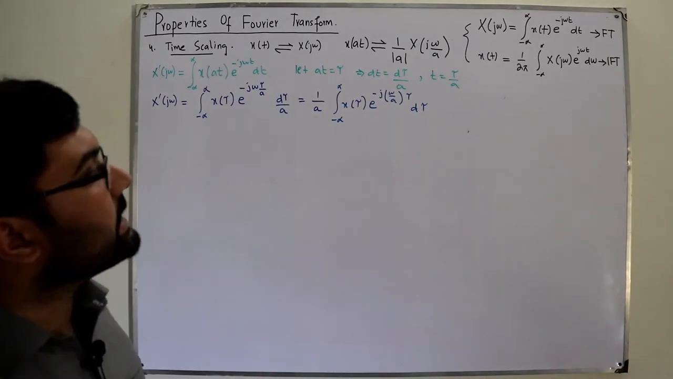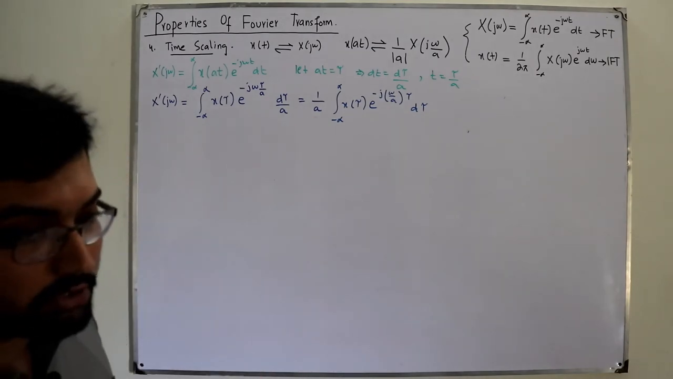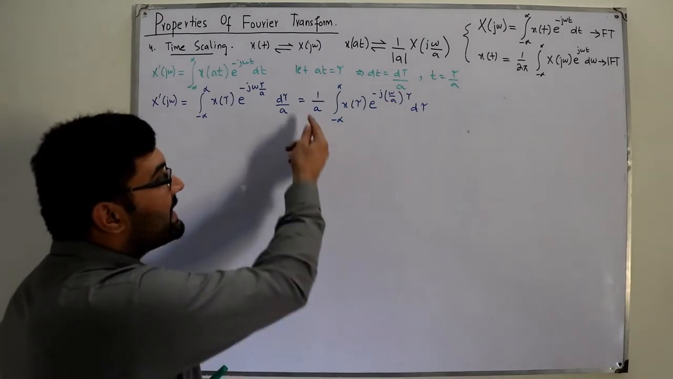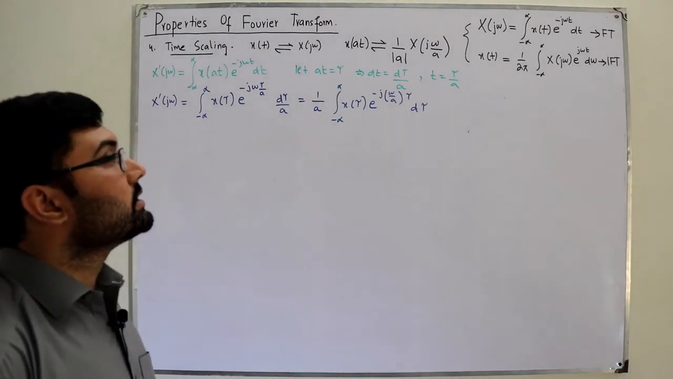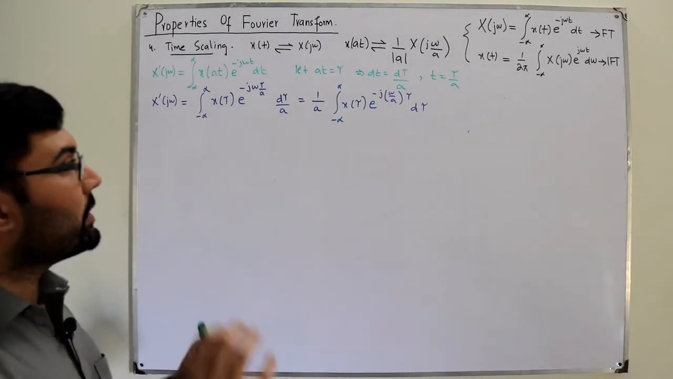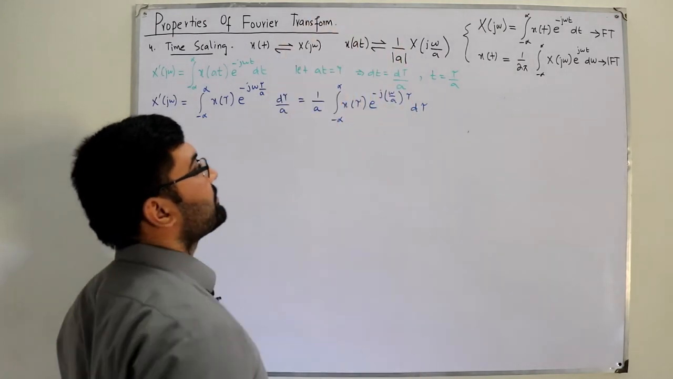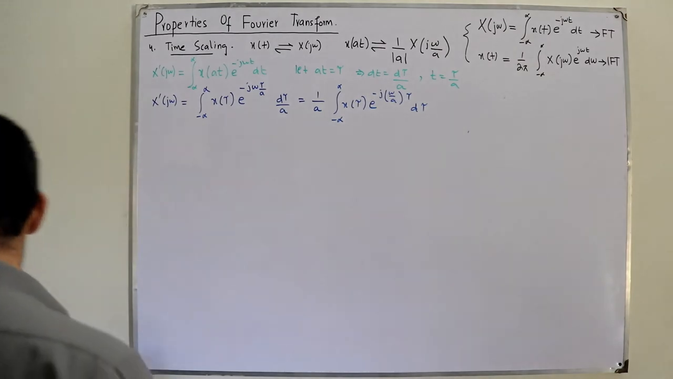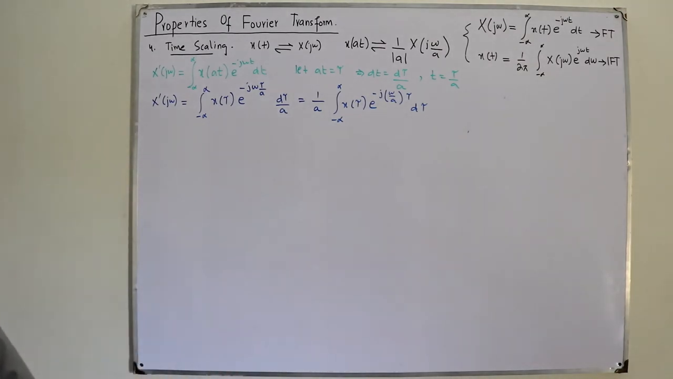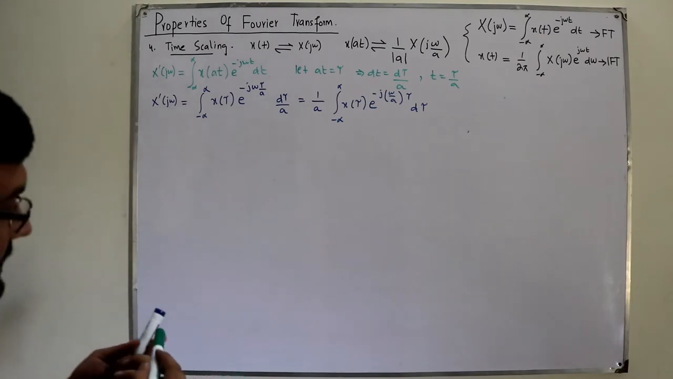Now this 1 over a is taken outside because we considered a to be positive. If a is negative, this would be a negative 1 over a. So to generalize it, for positive to be positive, for negative to be negative, we took the absolute value over here. And this is all about the proof. This is the Fourier transform for which omega is equal to omega by a. And that is it for this property.